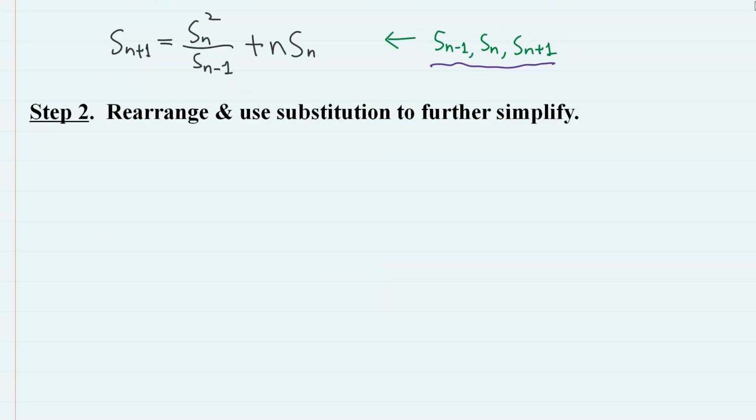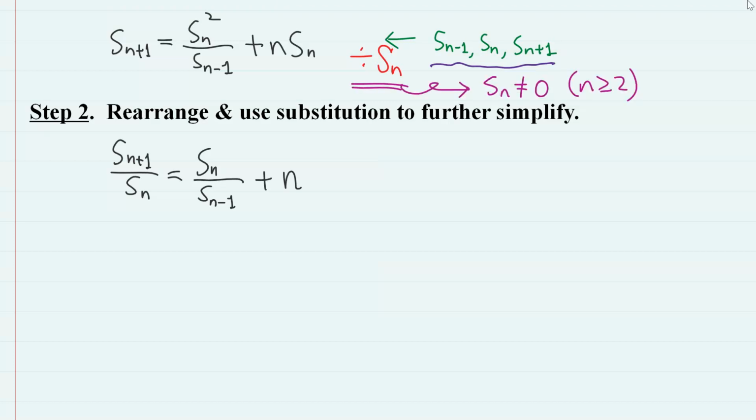To handle this recurrence relation, we divide both sides by S_n. S_{n+1} over S_n equals S_n over S_{n-1} plus n. Actually, in order to divide by S_n in the first place, it must be guaranteed that S_n does not become 0 for all natural numbers n greater than or equal to 2, but I will not discuss that in detail here, because it is pretty obvious that S_n is positive from how this sequence is defined in the first place.